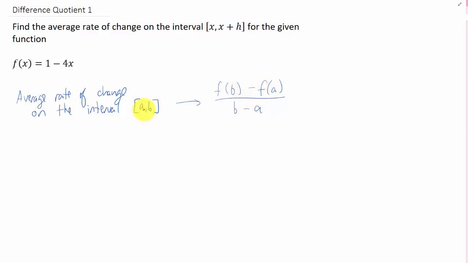Of course, our interval doesn't go from a to b. It goes from x to x plus h. So if we plug x in for a and we plug x plus h in for b, we get the formula, and there's just one little mini simplification that we can do here. In this denominator, this x minus this x will cancel, and we'll just be left with an h.